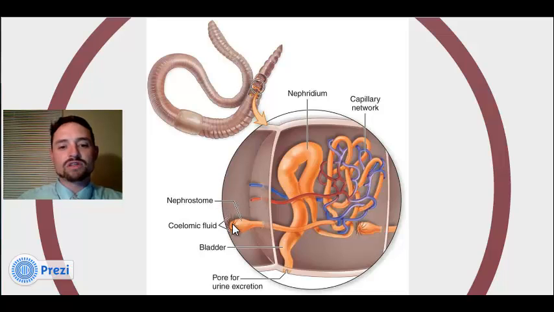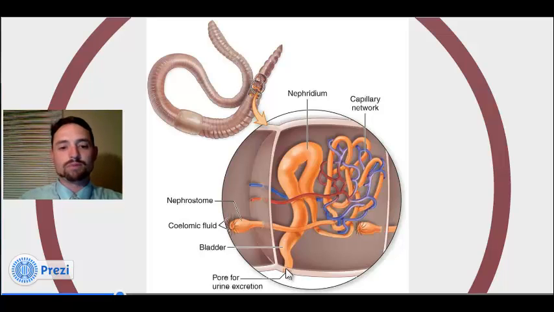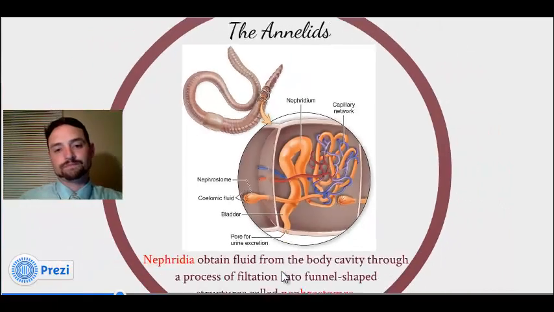Let's see, I think I can go a little bit closer. So here's the nephrostome, and you can see the funnel type. As fluid comes in, it's going to be filtered through and then sent through this complex capillary network. As it goes through that, it's going to be absorbing some things and letting out other things. Then eventually there'll be a liquid that's collected in the nephridium, and through the nephridium pore down here, you'll have urine excretion.